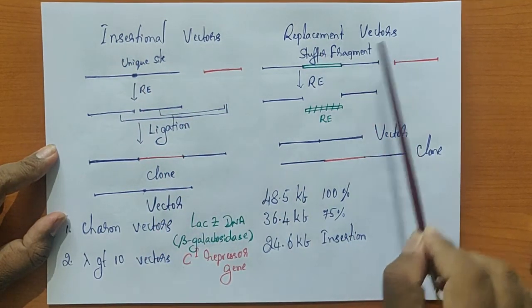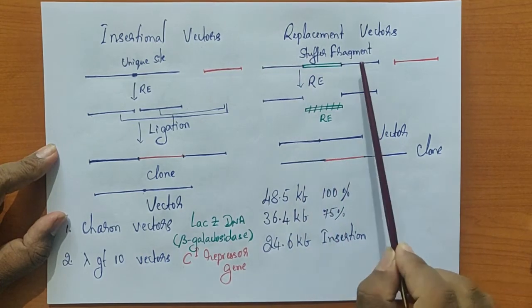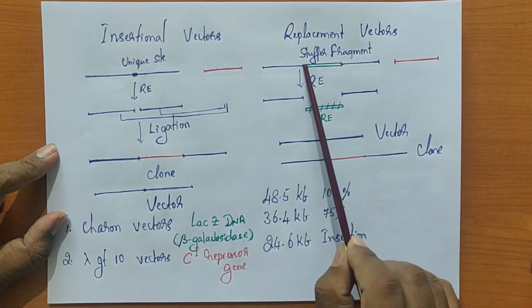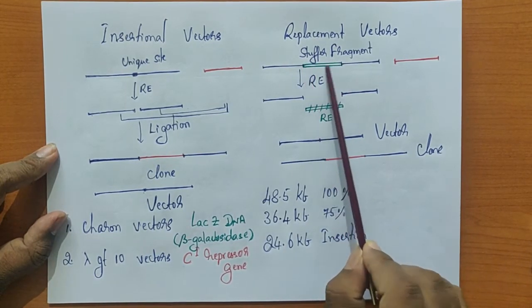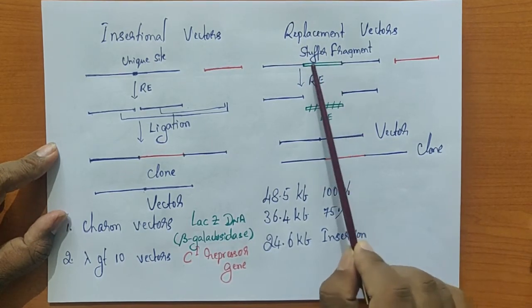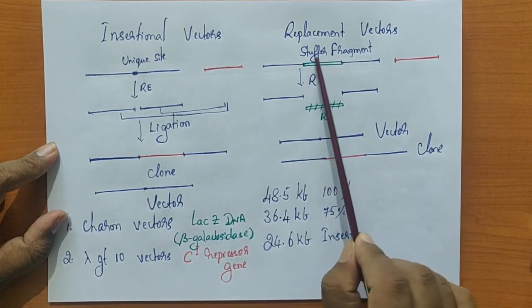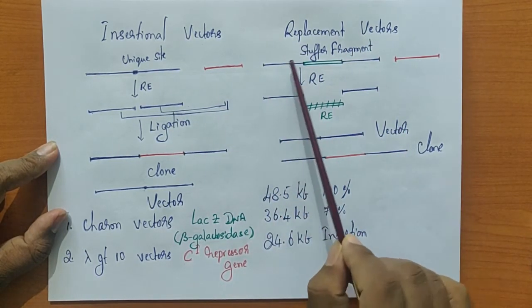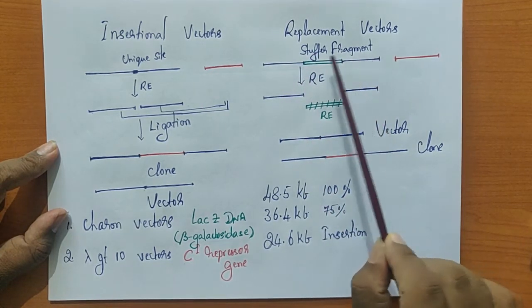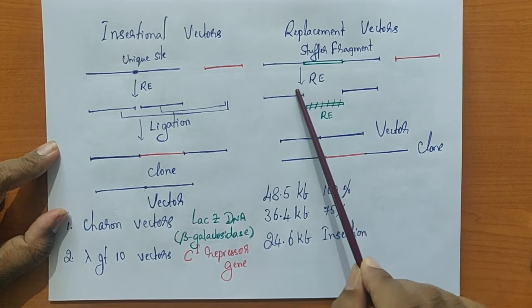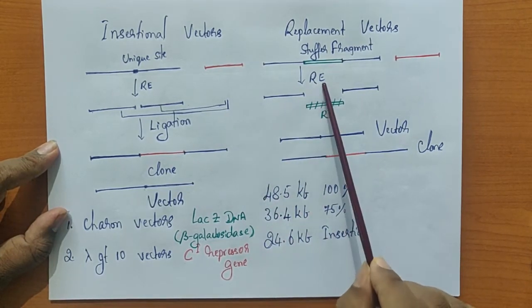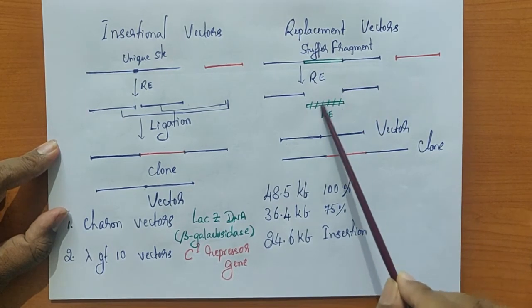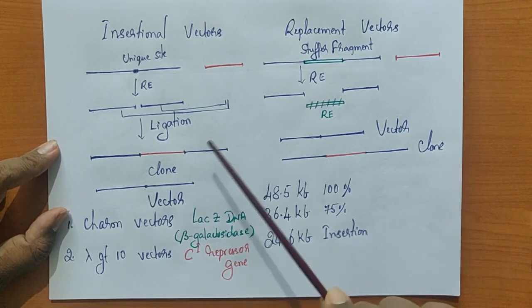In the case of replacement vectors, again we have a left arm and a right arm. Instead of a unique site, we have the region responsible for the lysogeny segments replaced with an unknown DNA segment, which we call a stuffer fragment. During cloning, we take these replacement vectors which have this stuffer fragment and treat them with restriction enzymes, which results in a left arm, a right arm, and the stuffer fragment is completely hydrolyzed because of the restriction endonuclease activity.